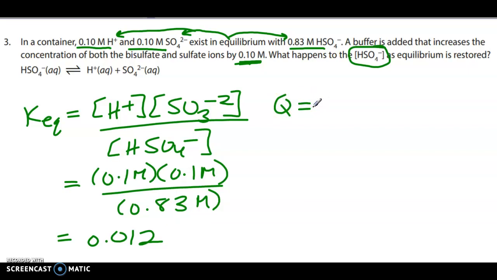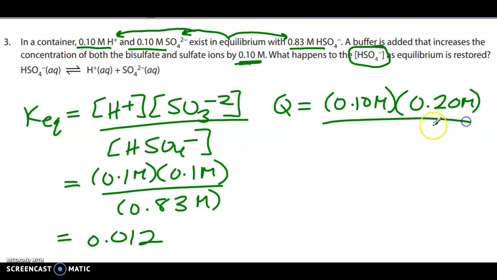All right. So then they're asking us, so for Q, it's the same setup, but basically we want to know, let's see, our hydrogen is the same because we're not increasing that. And it says our sulfate is increasing by 0.1. So really that's like 0.2 because we started with 0.1. And then our bisulfate is also increased by 0.1. So this is going to be 0.83 plus that, which is 0.93.